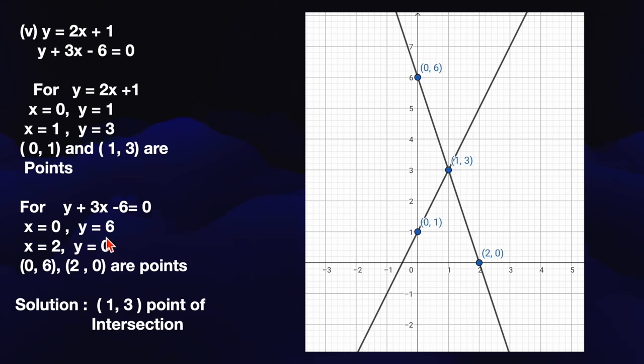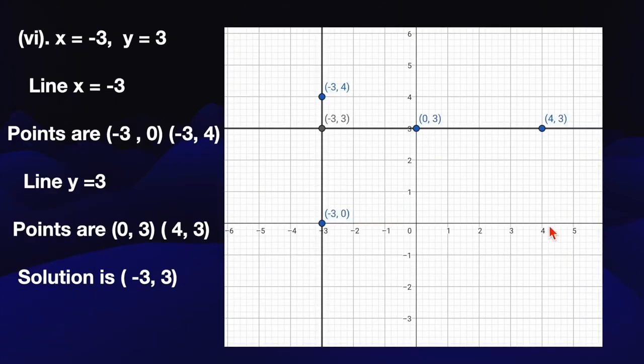Then take the next equation. Put x is equal to 0, y is 6, x is equal to 2, y is 0. So here 0, 6 and 2, 0 are the 2 points. 2, 0, 0, 6. Draw the line. They intersect at this point 1, 0. So the answer is 1, 0 is the point of intersection. That is the solution.